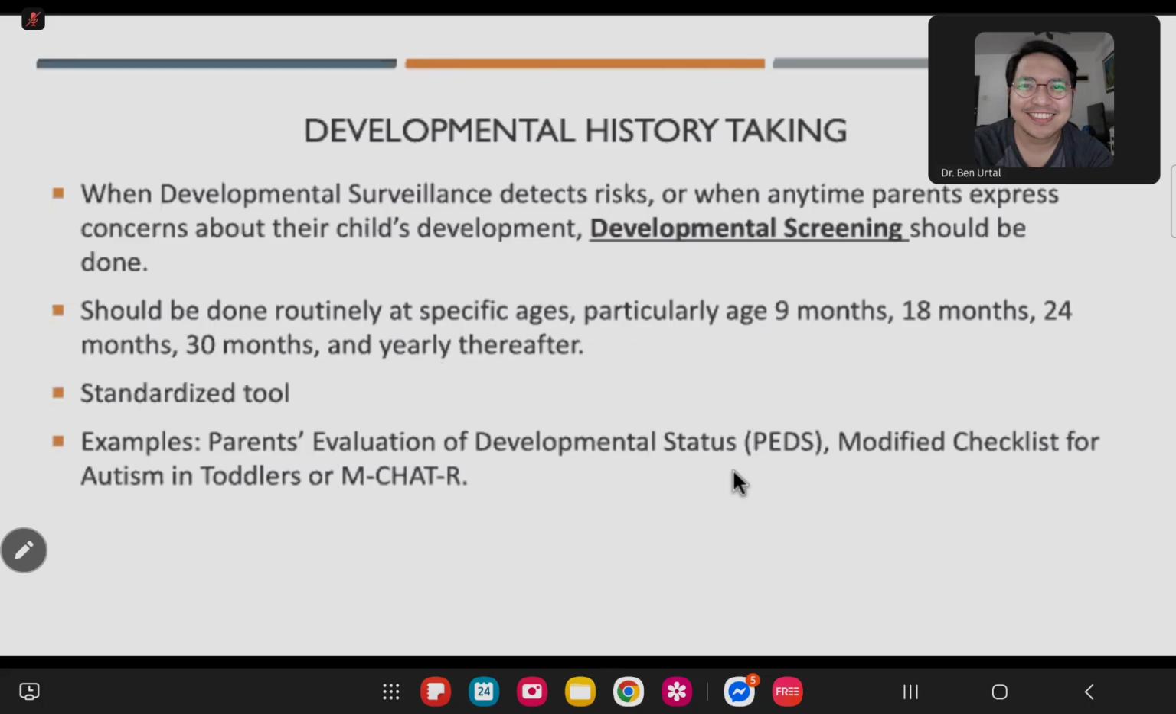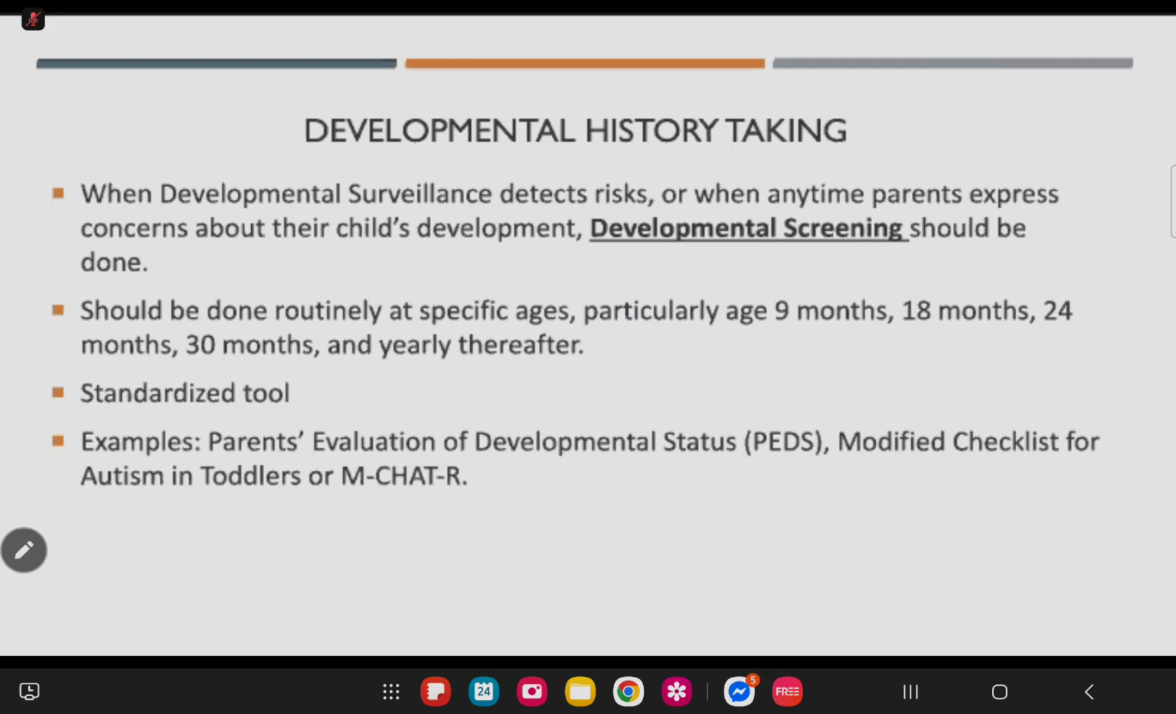So when developmental surveillance detects risk or when anytime parents express concerns about their child's development, you have to do your developmental screening. So it is different. Your developmental surveillance should be done at every visit, right? But your developmental screening, it is not. You only do this when you have risk, or you can routinely do this at specific ages. So you have your 9 months, 18 months, 24 months, and yearly thereafter. Okay. It is a standardized tool.